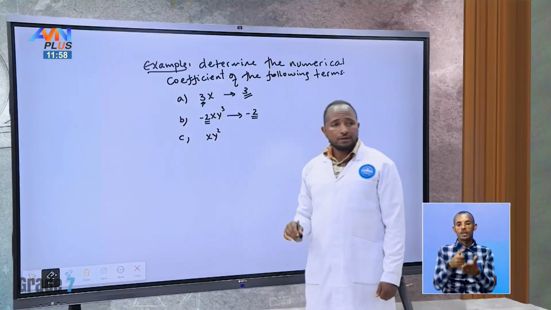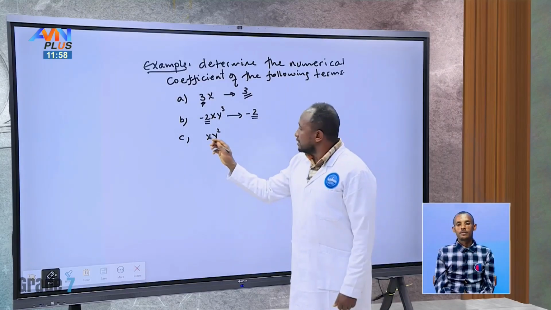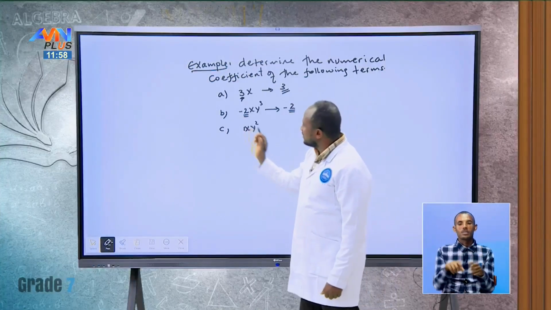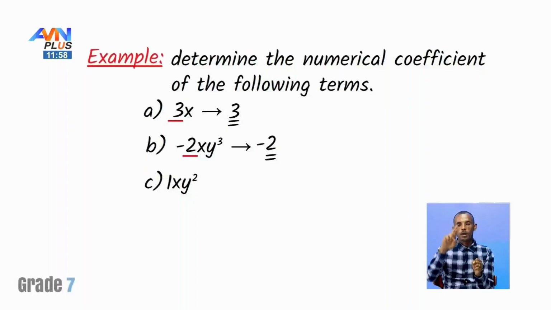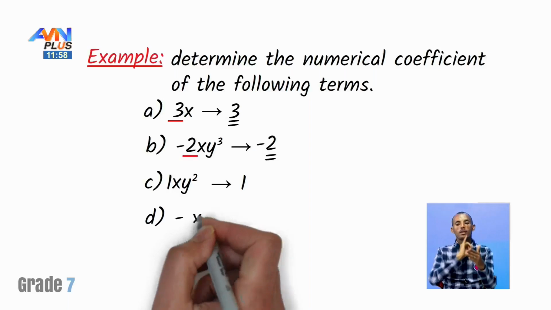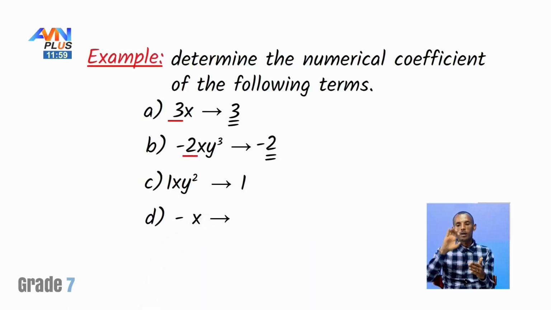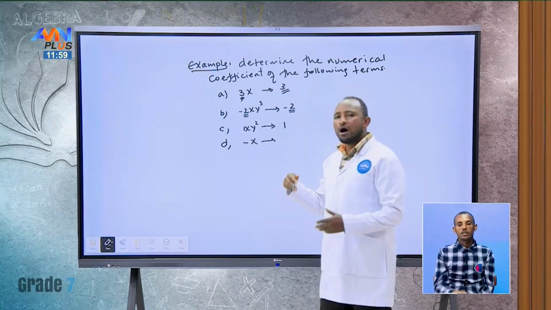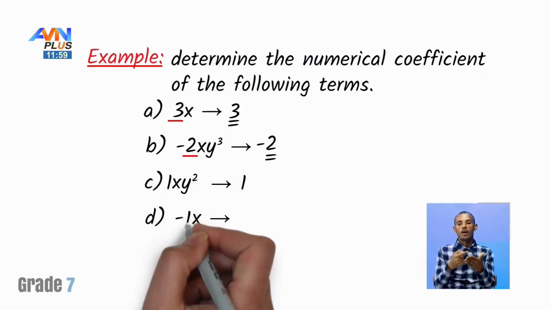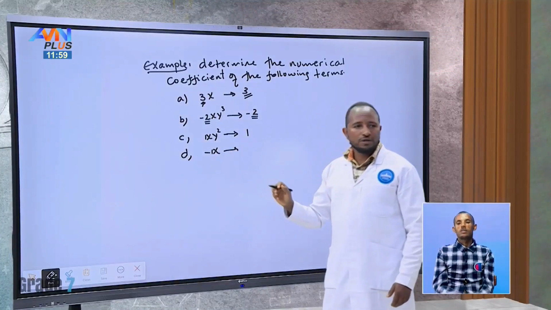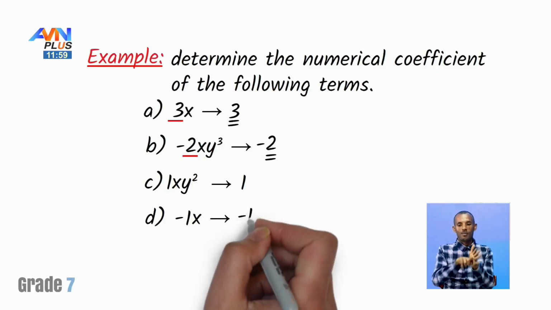In this case, you can write 1xy squared. So the numerical factor of xy squared is 1. How about this one? What is the numerical factor of negative x? Here you can write 1: negative x means negative 1x. So the numerical coefficient is negative 1.